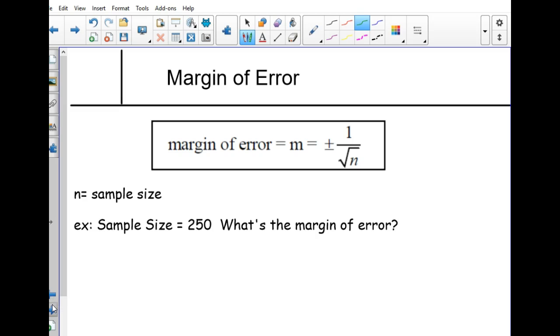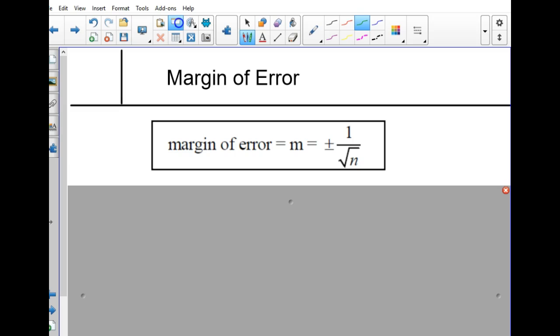All right. So we have one question on this slide. Your learning target again is, I can compute a margin of error and find a sample size. A margin of error is equal to m, we say, and m is equal to plus or minus 1 over the square root of n. This is the main form, or one of 2 formulas you need for today.